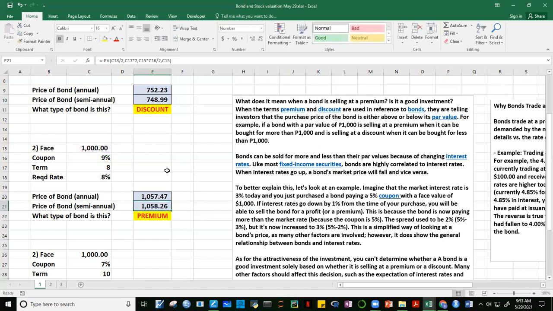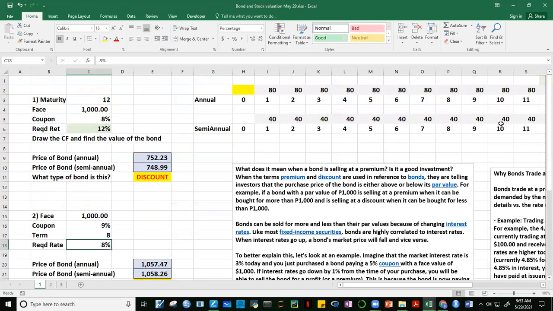Control Enter there. So this is the amount that we need to pay for this type of investment, for this type of bond. And this is called a premium bond because the prevailing market rate is less than the coupon rate. So always look at the prevailing market rate and then compare it with the coupon. If the prevailing market rate is less than the coupon, then that's what we call a premium bond. Prevailing market rate greater than the coupon, that's your discount bond.